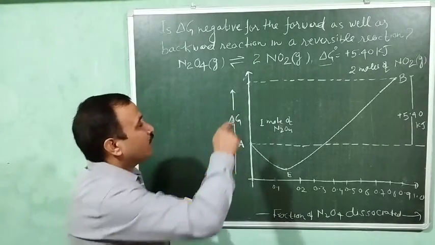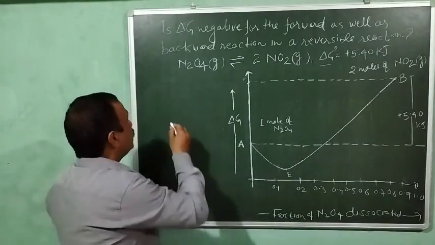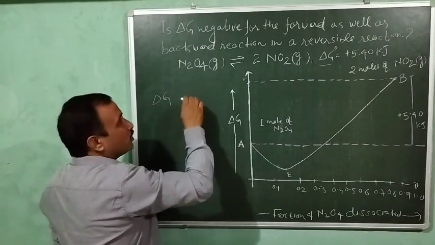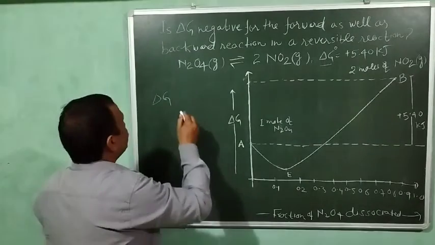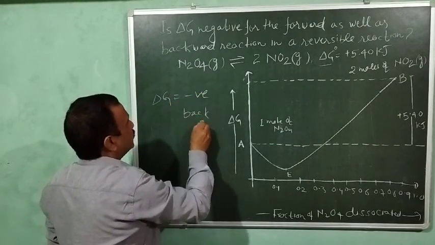As I said, if the delta G is positive for the forward reaction, then it will be negative for the backward reaction.